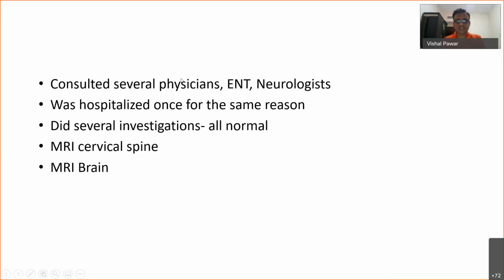This patient consulted several physicians, and she was even hospitalized for the same reason. She had several investigations, all were normal, and she underwent MRI of the cervical spine twice and MRI brain, and everything was normal.